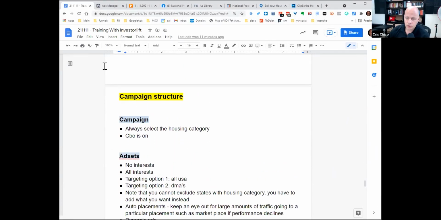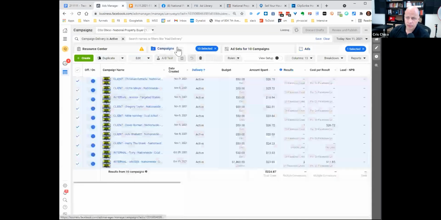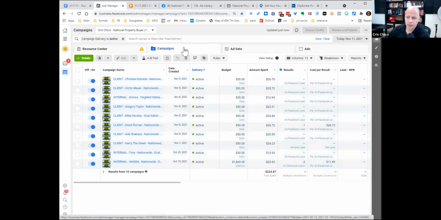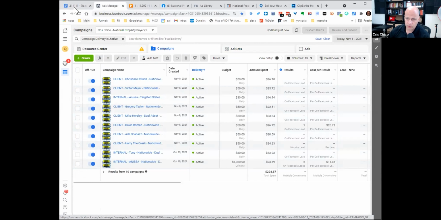So with the campaign structure, just for anybody here who's not familiar, it's very similar to Google, right? You have the campaign, and then underneath the campaign, you have the ad sets. And then underneath the ad sets, you have the ads. So that's how it works in Facebook.